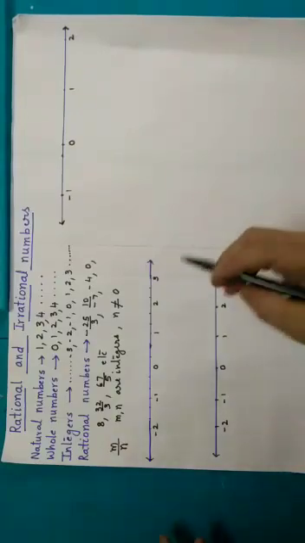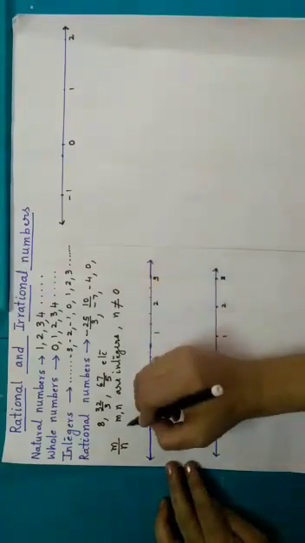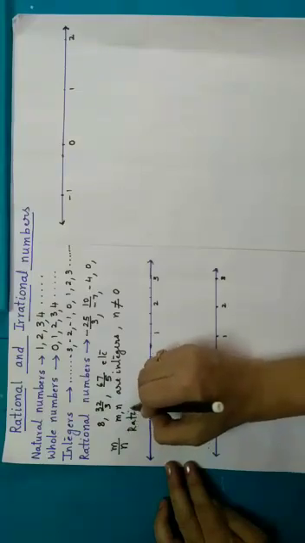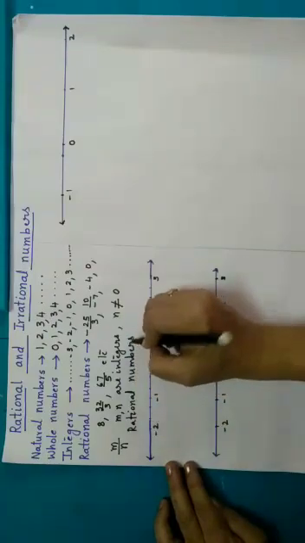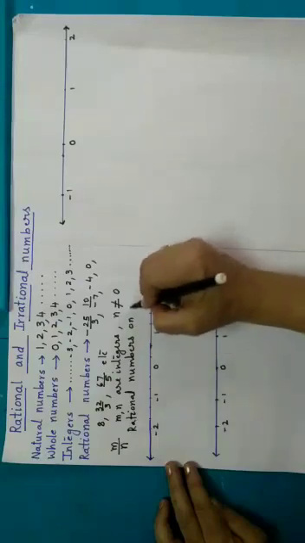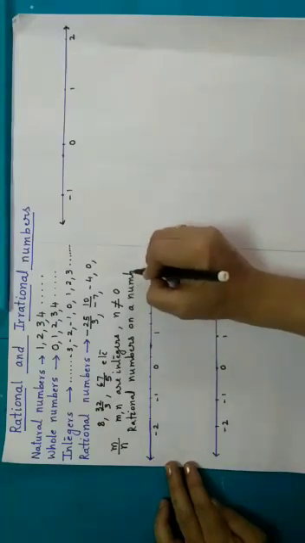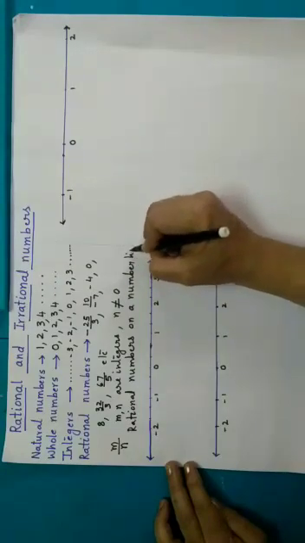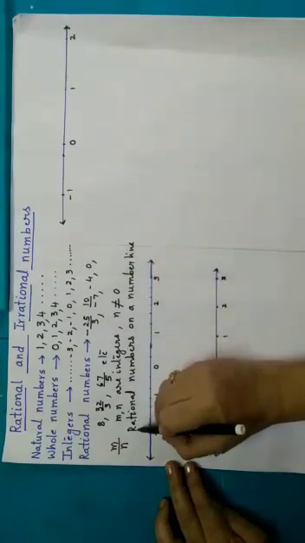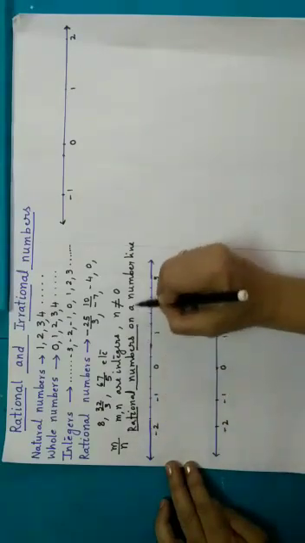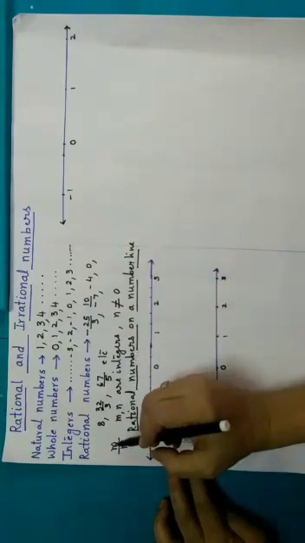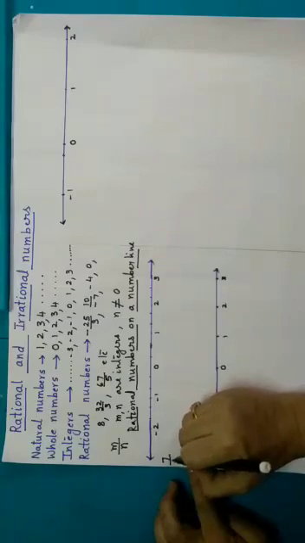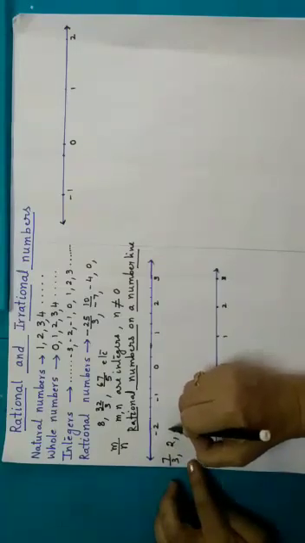Let us go for rational numbers on a number line. First of all, let us study the numbers 7/3, 2 and -2/3 on a number line.